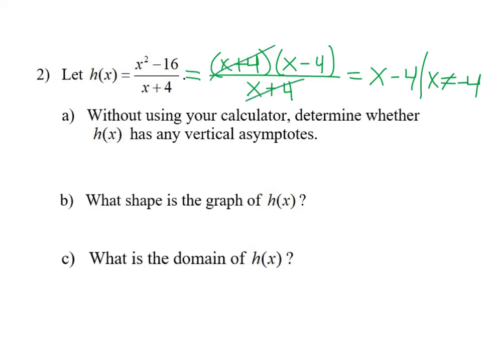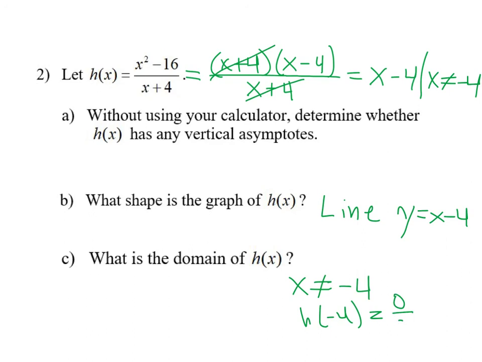So what is the shape of the graph of h? Well, yep, it's simply a line, right? It's just the line x minus 4, all right? And then, let's see, we'll just write y equals x minus 4. And what is the domain of h? Well, you might say it's all real numbers, right? Because that's what this line's domain would be, but we do need to remember that x cannot equal -4, because that would cause h to be undefined, right? H of -4 would equal 0 over 0, and that is undefined.